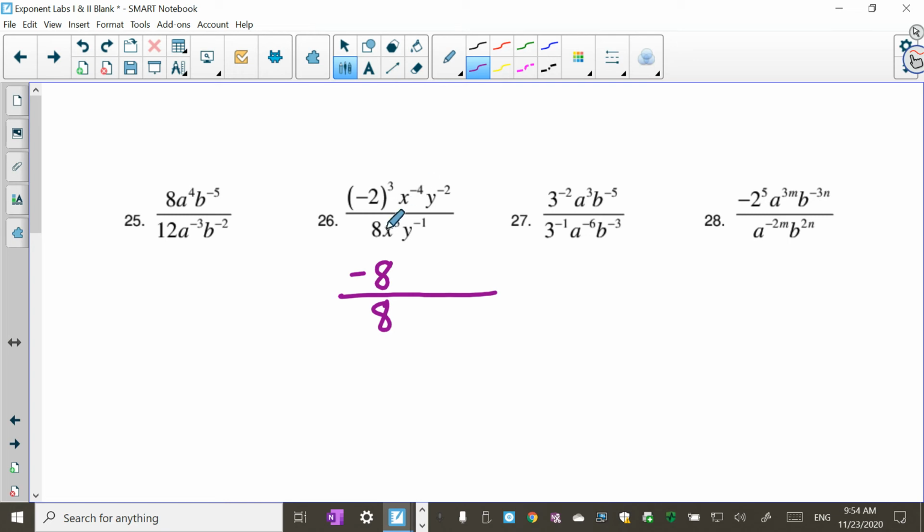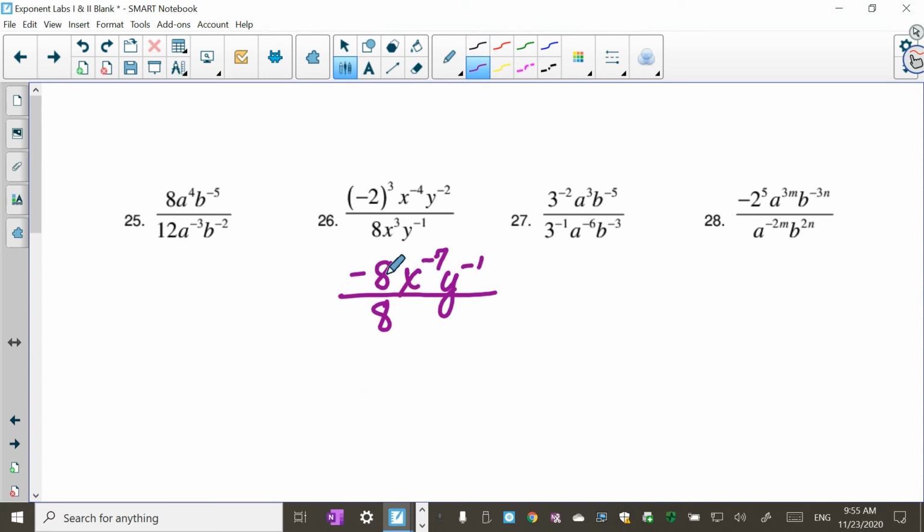So now if I do these, you can move them around, or I can say negative 4 minus 3 because these bases are the same. I have x to the negative 7. If I have negative y to the negative 2 minus y to the negative 1, it turns to a plus 1. I have y to the negative 1. So negative 2 plus 1 is negative 1. Now I'm going to continue on. Like I said, there's more steps to this.